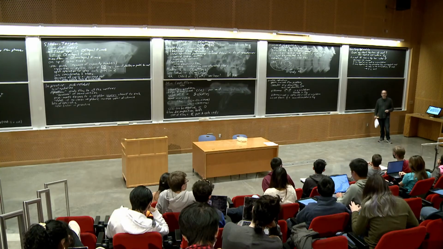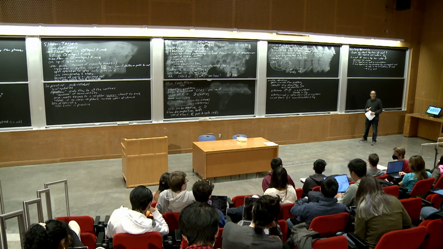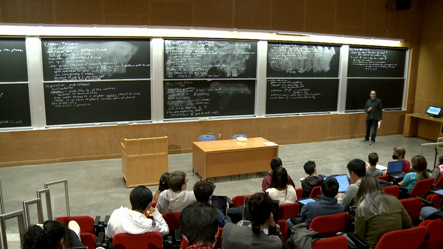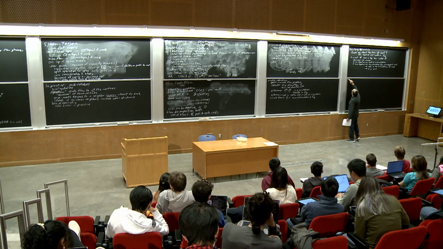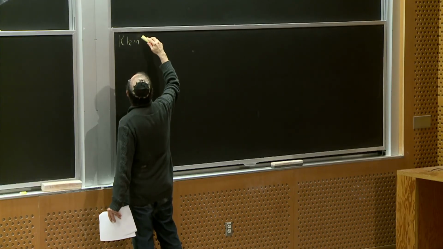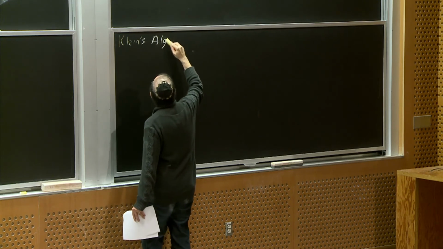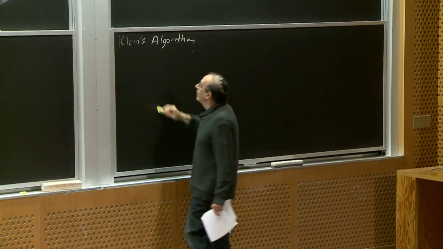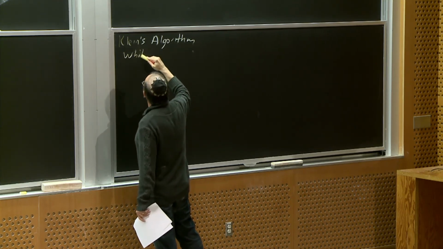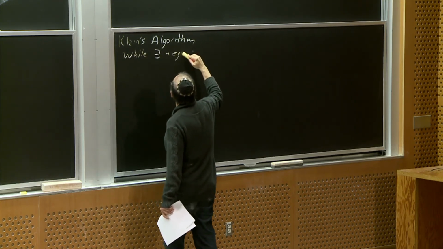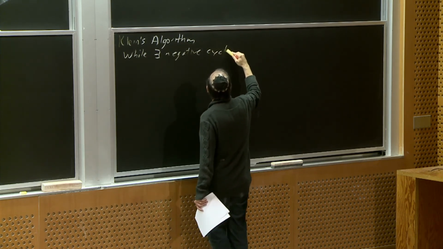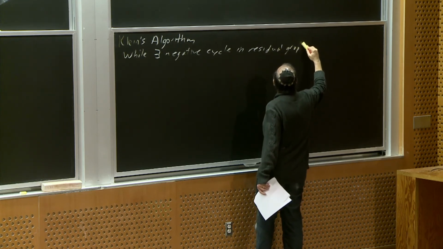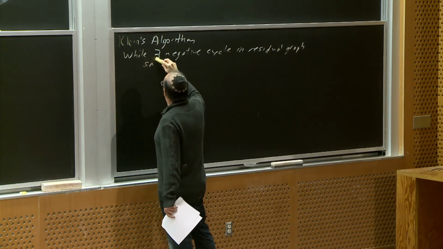Yeah? Like by, I mean, just by putting flow through it? Exactly. So this is known as Klein's algorithm because, again, if you were alive in the 1960s, you got the most obvious algorithms in the world named after you, right? So while there exists a negative cost cycle in the residual graph, saturate it.